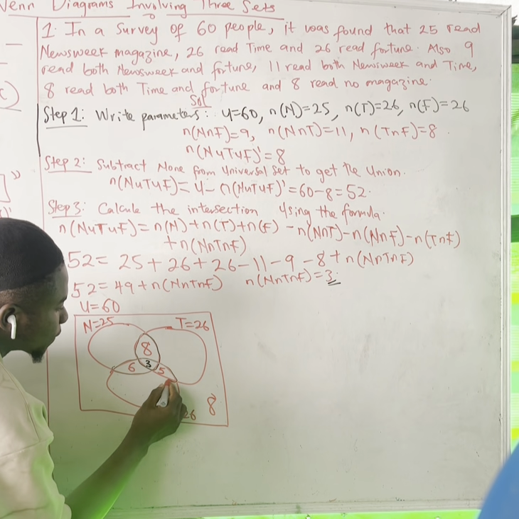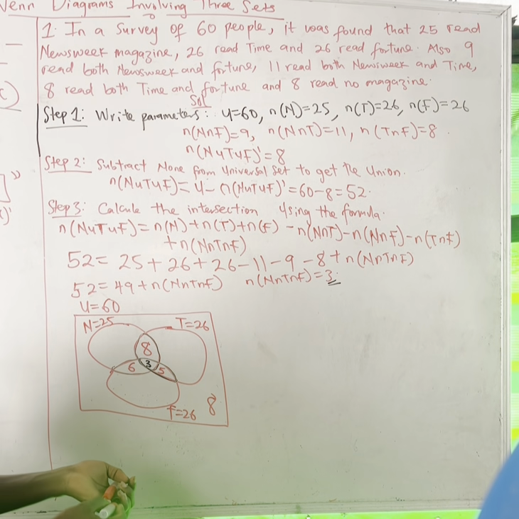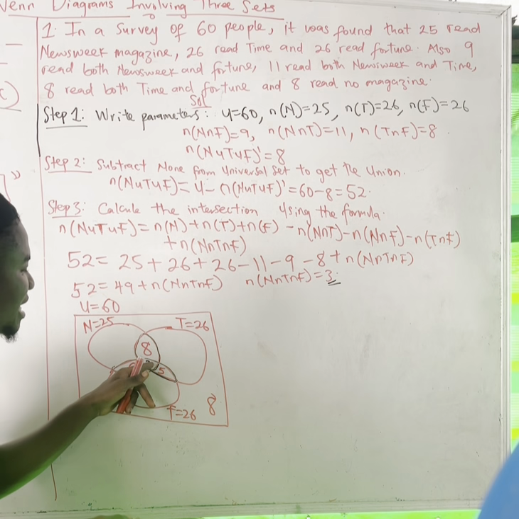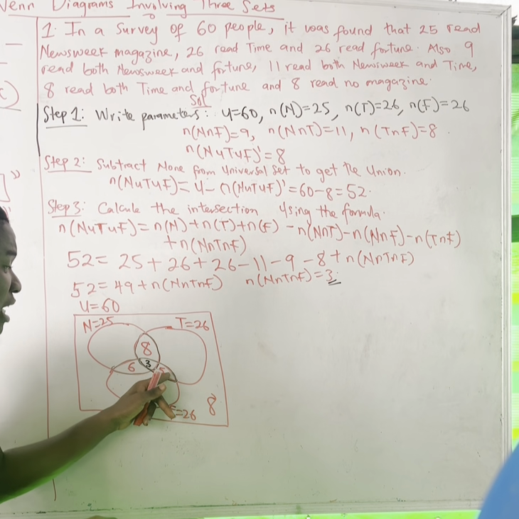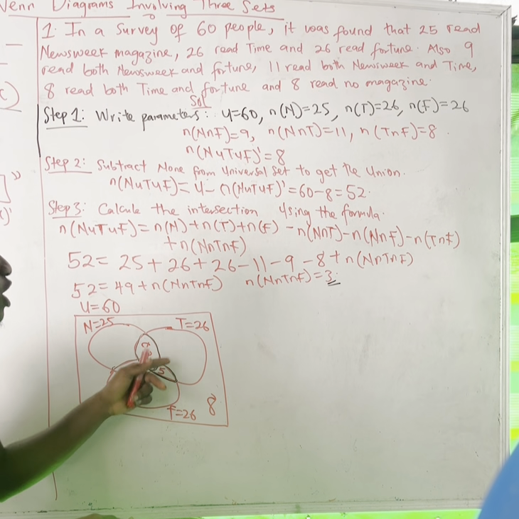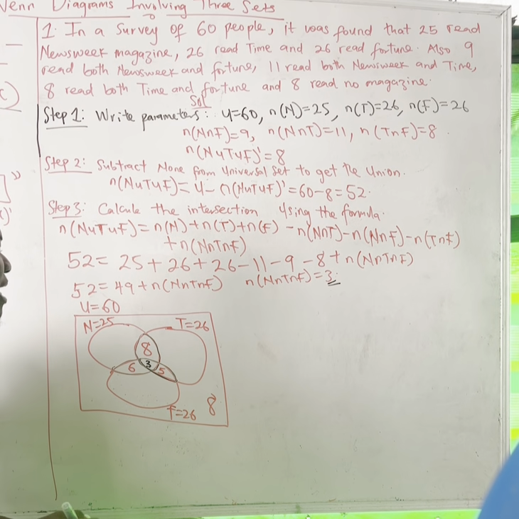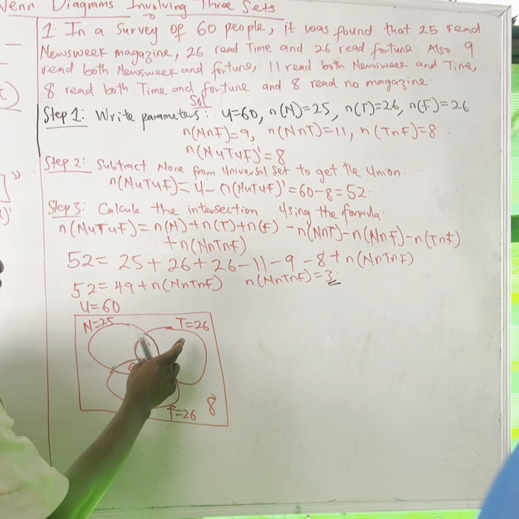Also, your T intersection F is 8. Everything here is representing T intersection F. Since the value is 8 and the center is 3, this simply means that the remaining part will be 5, because 5 plus 3 is 8.